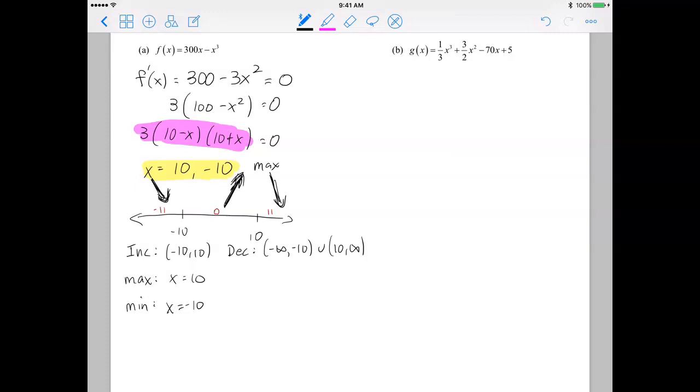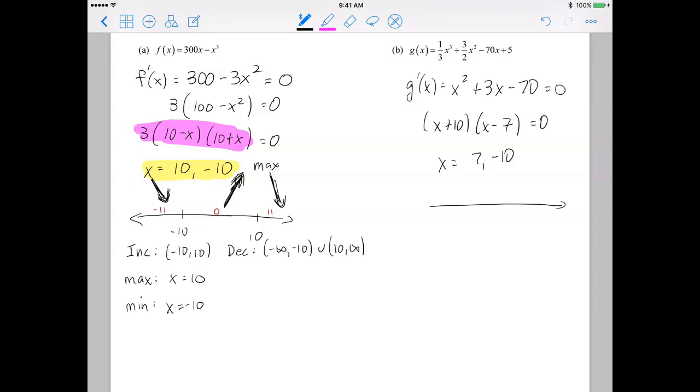I'm going to work through this one a little more quickly, only because it's very similar to example A. So the derivative is going to be x squared plus 3x minus 70. Again, there's no denominator here, so I just need to set it equal to 0 to find my critical points. And if I factor this, I need factors of negative 70 that add to 3, and that would be x plus 10 and x minus 7. Okay, so that's going to give me the critical points, x equals positive 7 and negative 10.